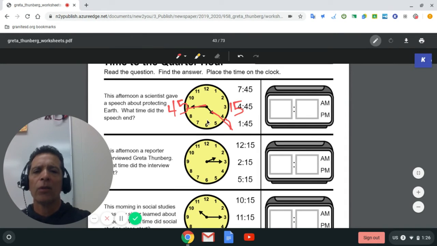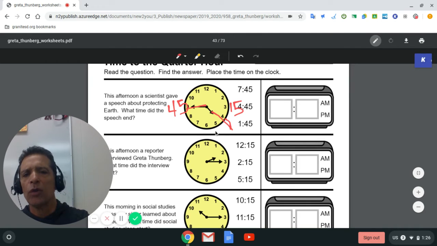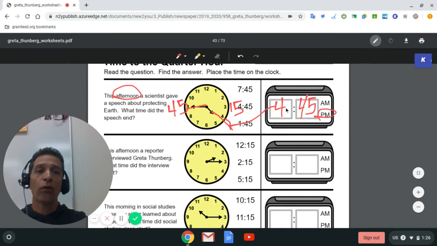So again, we're going to go 4. That's the shorthand. And then the longhand, we do 45. Is it AM or PM, guys? If we read it, it says this afternoon. So afternoon is what? PM. So the answer is 4:45. And do we see that answer here? Yep. So we're going to circle it. Go ahead and finish that page.